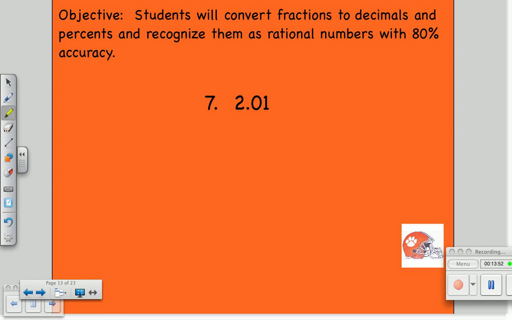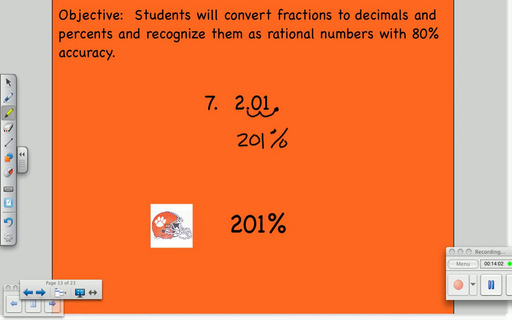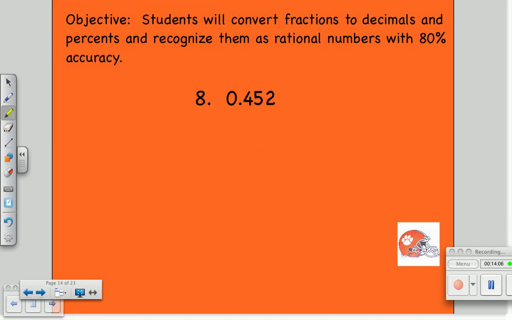2 and 100th, move the decimal 2 place values to the right, 201%. 452 thousandths, move the decimal 2 place values to the right. 45 and 2/10%.